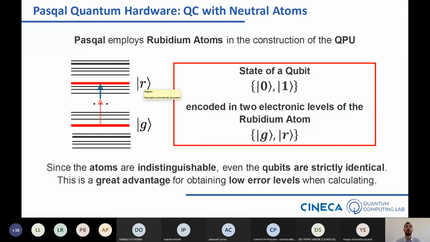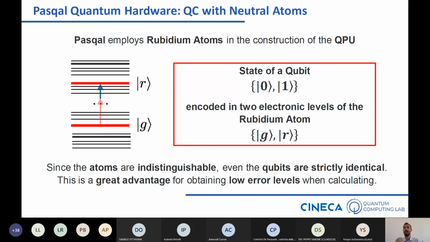Okay. What's the nice thing about using atoms, so that it is microscopical, to encode the state of your qubit? You have this nice thing about nature that is the following. Atoms of the same element are indistinguishable. So if the qubits are encoded into the same energy levels, then they are strictly identical by nature.